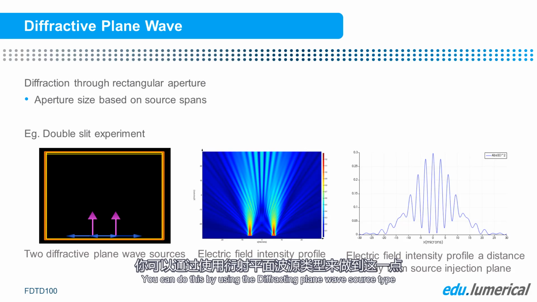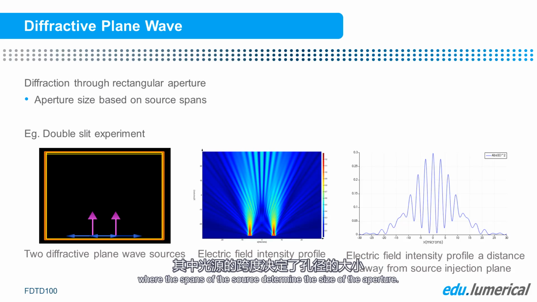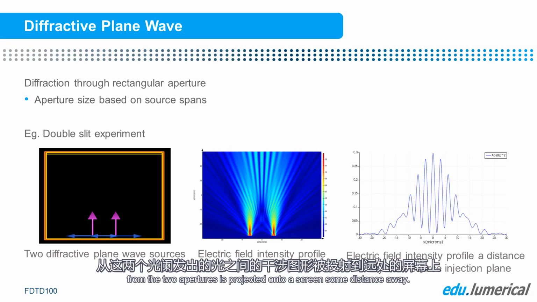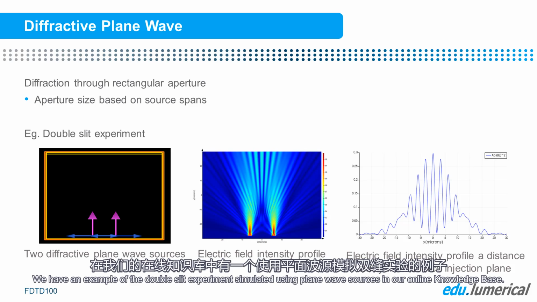You can do this by using the diffracting plane wave source type, where the spans of the source determine the size of the aperture. For example, in the well-known Young's double slit experiment, a plane wave diffracts through 2 apertures, and the image of the interference pattern between the light from the 2 apertures is projected onto a screen some distance away. We have an example of the double slit experiment simulated using plane wave sources in our online knowledge base.